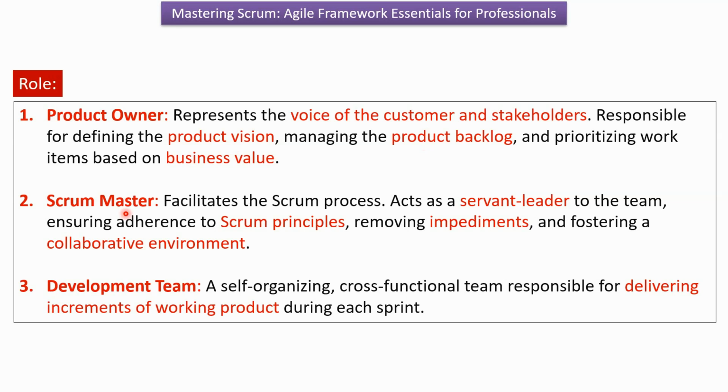The second one is Scrum Master. Scrum Master facilitates the Scrum process. Scrum Master acts as a servant leader to the team, ensuring adherence to Scrum principles, removing impediments, and fostering a collaborative environment. The third one is the development team. The development team is a self-organizing cross-functional team which is responsible for delivering increments of working product during each sprint.